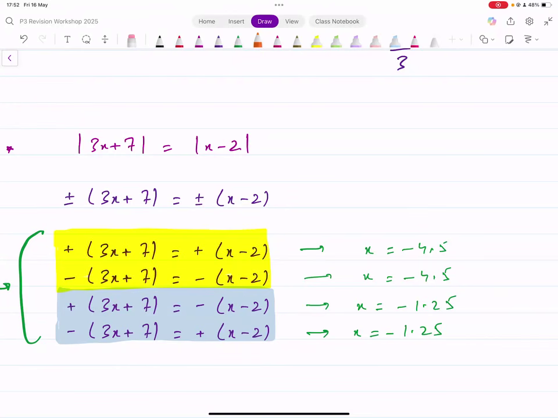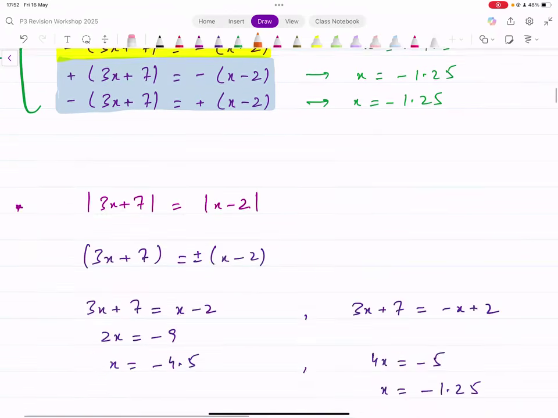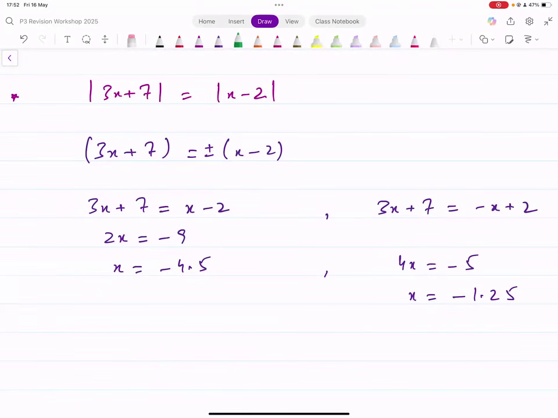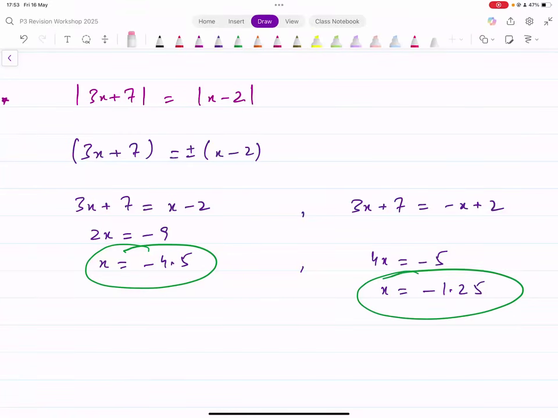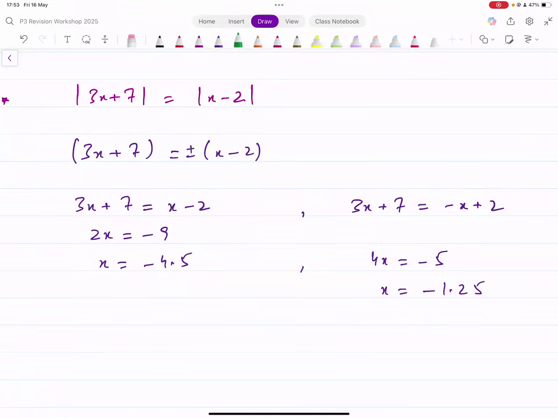So when you have modulus on both sides as well, it is sufficient to put plus minus on any one of the two sides. In this case as well, you do not have to put it on both sides. Even if you do that, you will just get repeated equations. You'll get another x equals -4.5, you get another x equals -1.25, but the unique answers are only going to be these two. So if you have modulus on one side or on both sides, it doesn't matter. All you have to do is just remove the modulus sign, put plus minus on any one of the two sides, split the equation into two parts, and then solve those two equations separately.